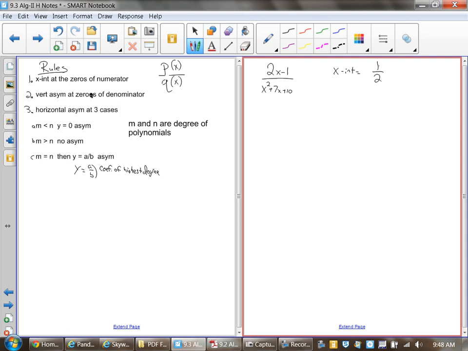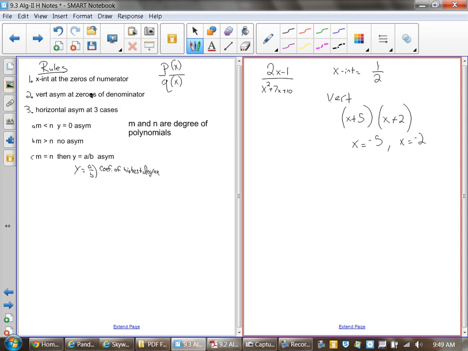And vertical asymptotes. The vertical asymptotes are going to be at the zeros of the denominator. So my vertical asymptote here is going to be at the zeros of, well, if I factor it, what do I get? I get x plus 5 and x plus 2. So my vertical asymptotes will be where and where? Good. So it'll be at x equals -5 and x equals -2.